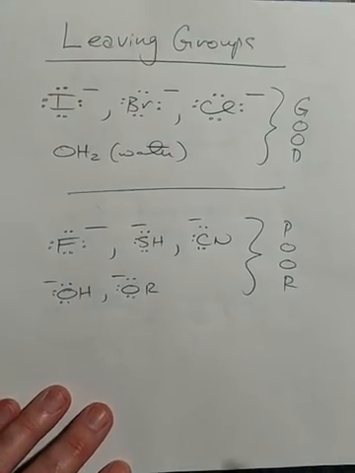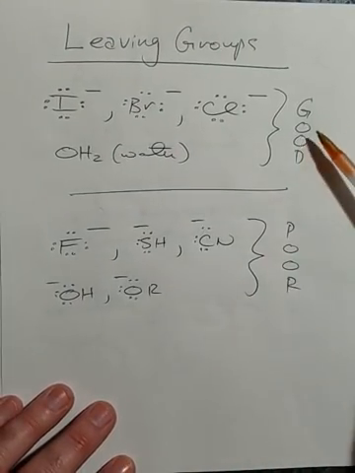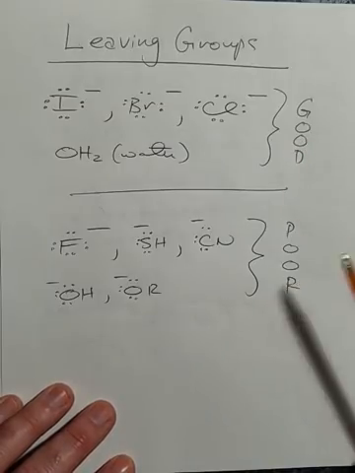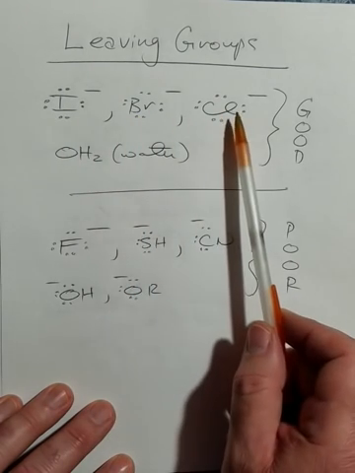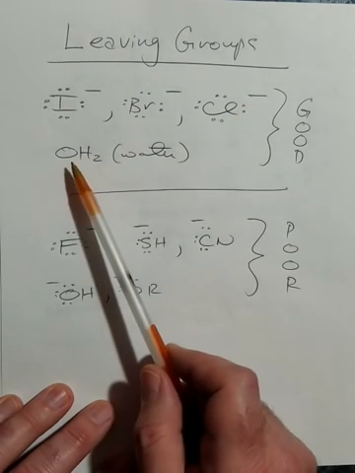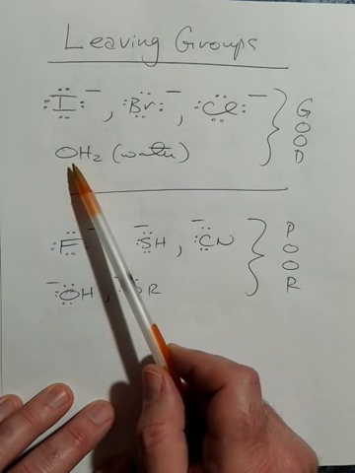Let's talk about leaving groups. We're going to categorize them in just two ways. They're either good or they're poor. So the iodide, the bromide, and the chlorides, most of the halide anions are good leaving groups, and water is also a good leaving group.